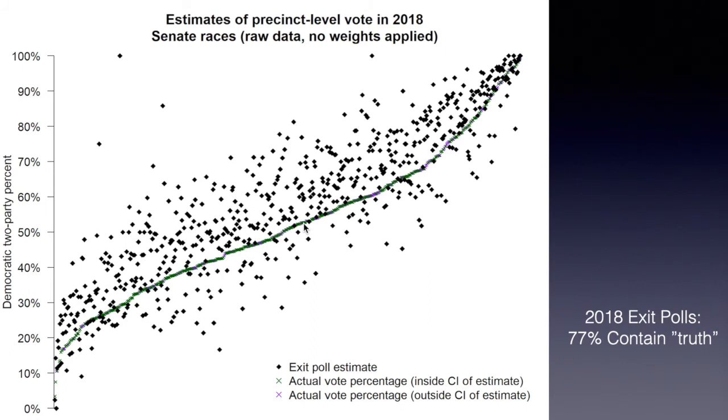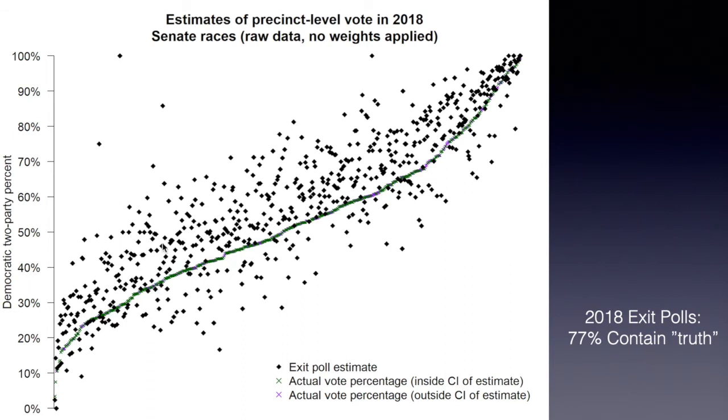The second important point to note is that even though these numbers look very different, and the diamonds aren't exactly on the X's, and some of these errors are really, really large, right? Here's a case where more than 85% of the people who answered the exit poll said they would support the Democratic candidate, whereas they were in a precinct where around 30% of the voters actually voted for the Democratic candidate.